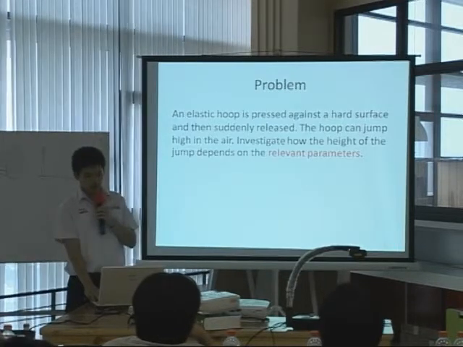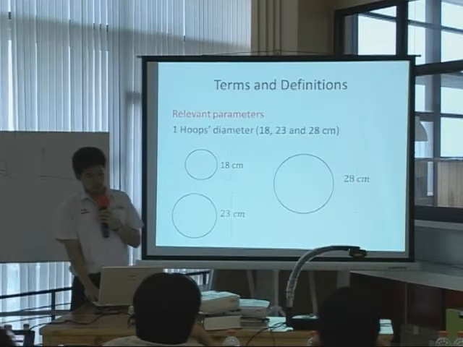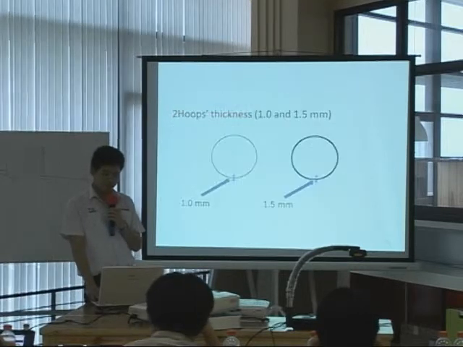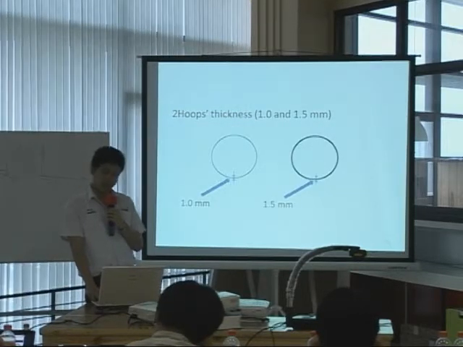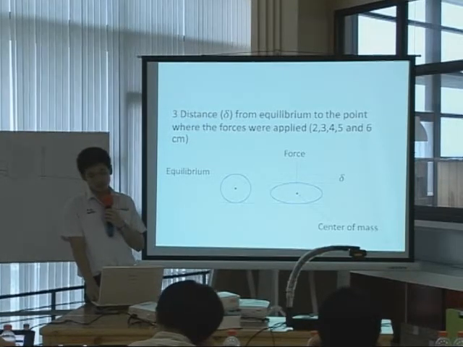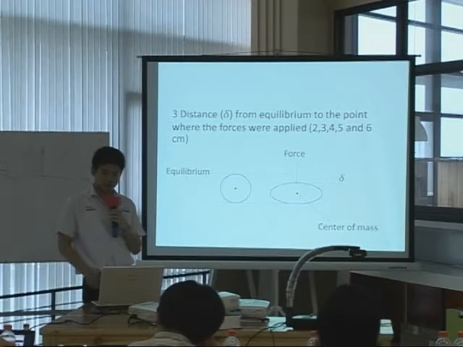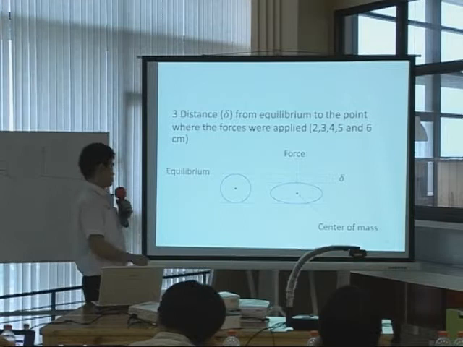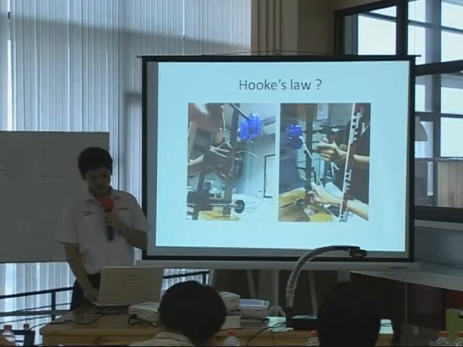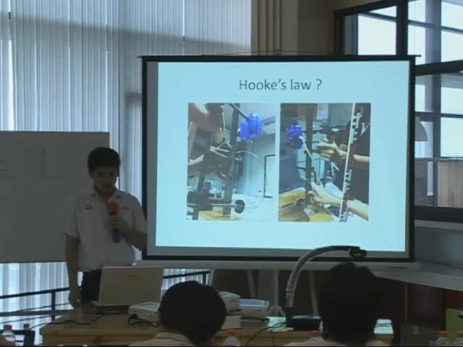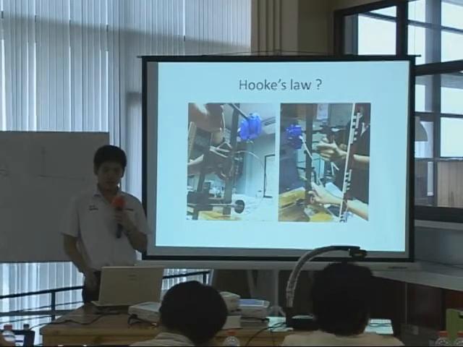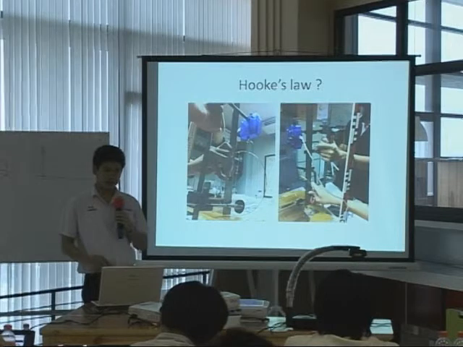And the relevant parameters: I change the hoop's diameter, I change the hoop thickness, and I change the distance delta from the equilibrium point to the point where the force is applied, in this picture. Delta. In this picture, I measure the force when I press the hoop a distance delta.